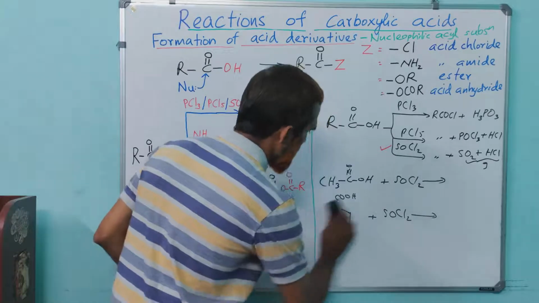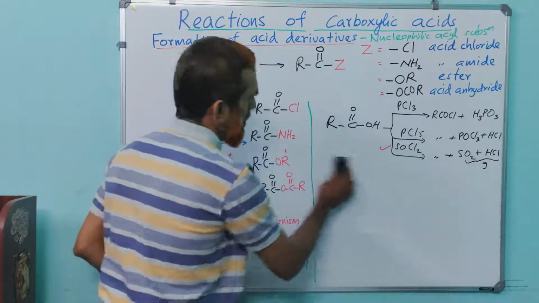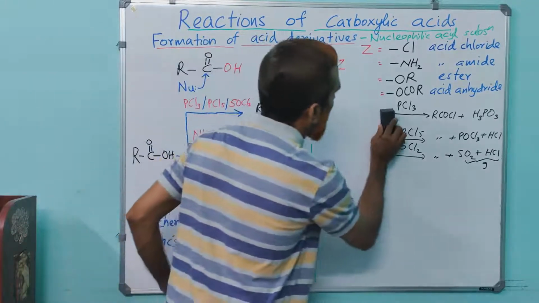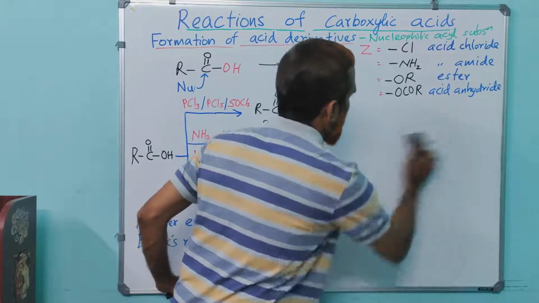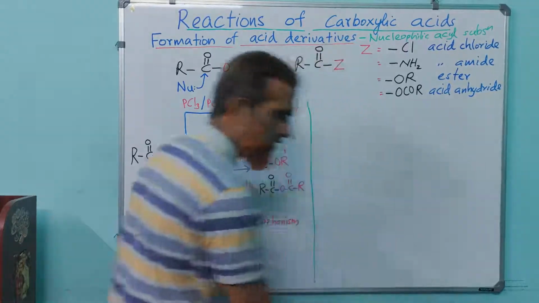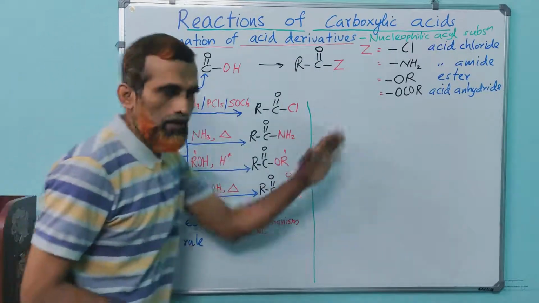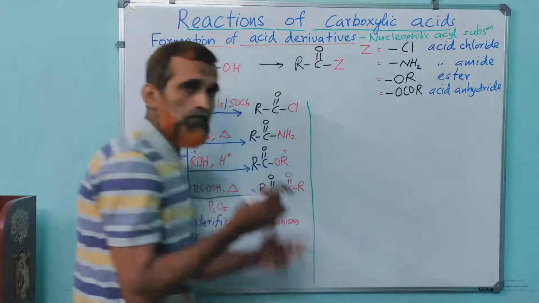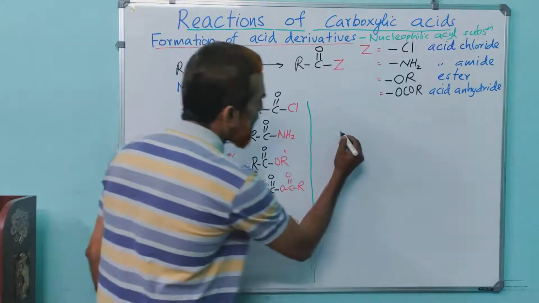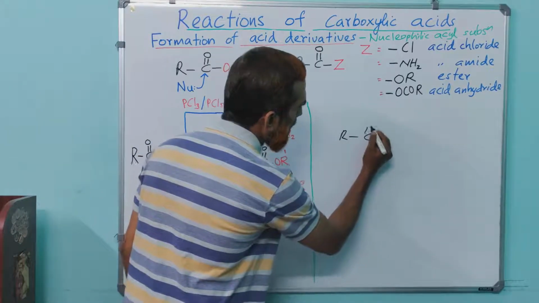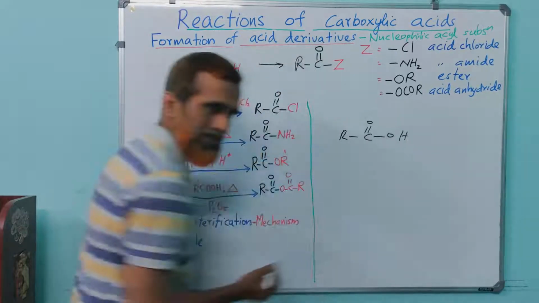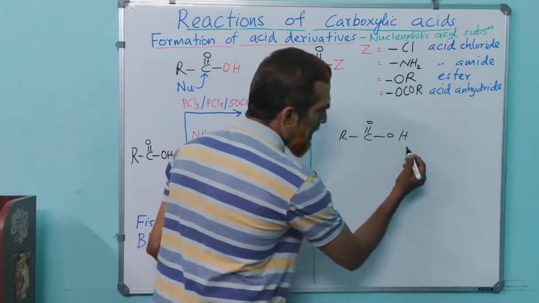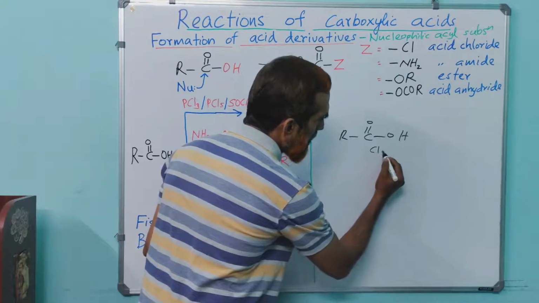Now, coming to the next one. See, when you learn the reaction, you should try to interpret it either in terms of mechanism, or at least you should know what is happening or how the reaction takes place. Like for example, see, this reacts with SOCl2. It can be understood in this way. SOCl2 can be written like this.